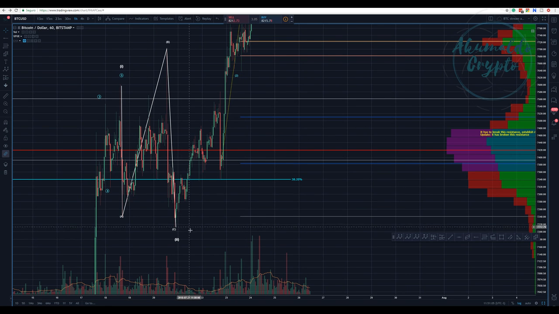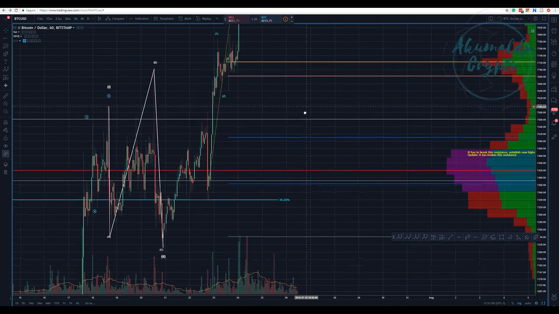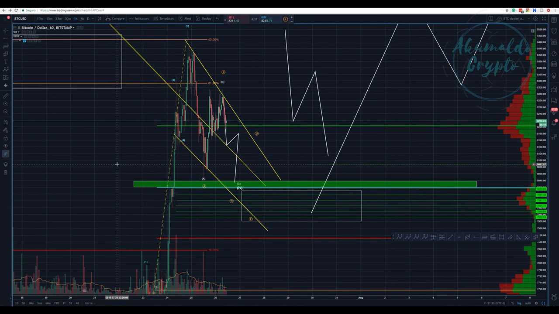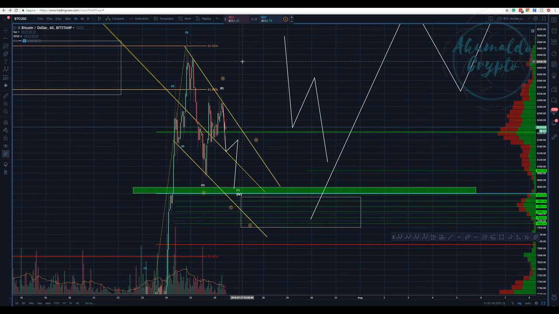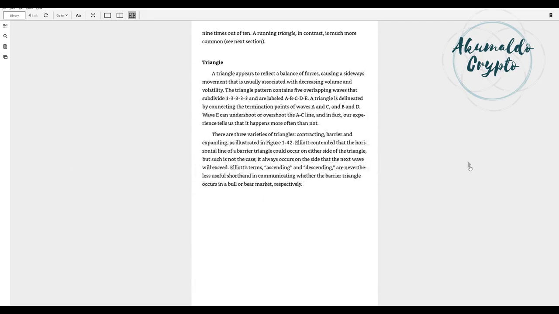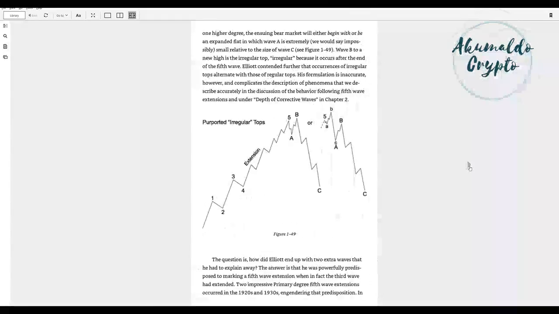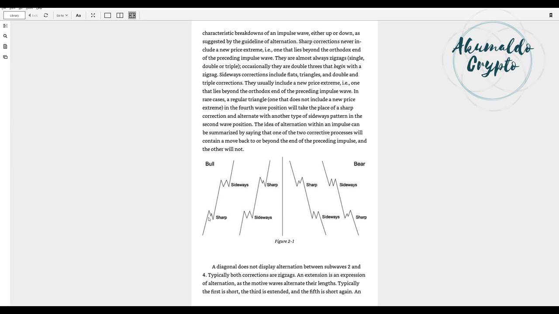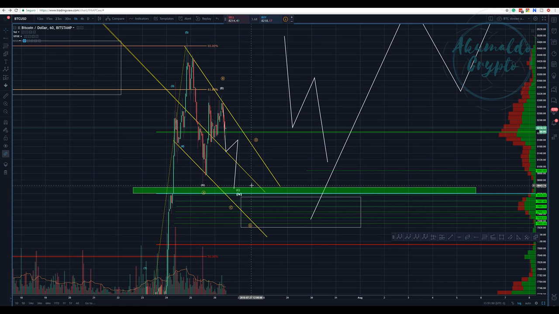We have this. If we have an expanded wave two here, what is the guideline for Elliott waves? Is that the wave four is going to be sharp? It's the alternation rule. Let me show you guys. The alternation rule is that when we have a sharp wave in our wave two, we have a wave four that's sideways. And in the opposite, when we have a wave two that is sideways or flat, we have a sharp correction for our wave four. This is what happens.